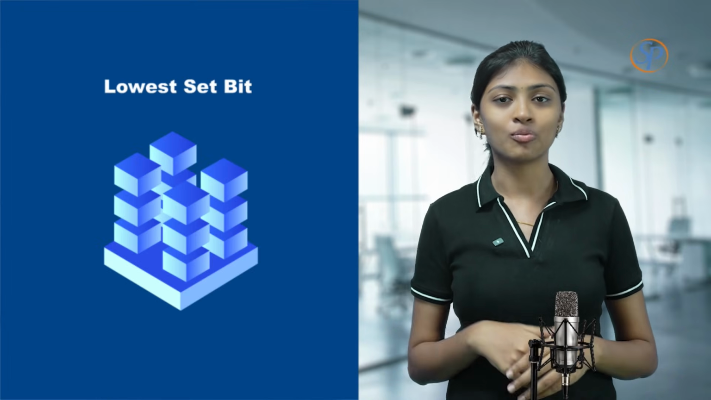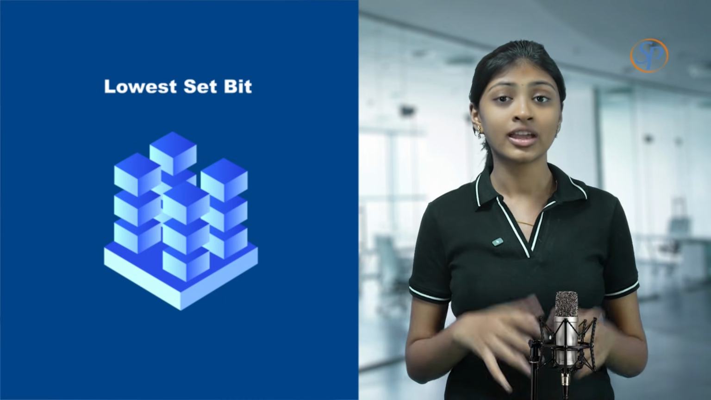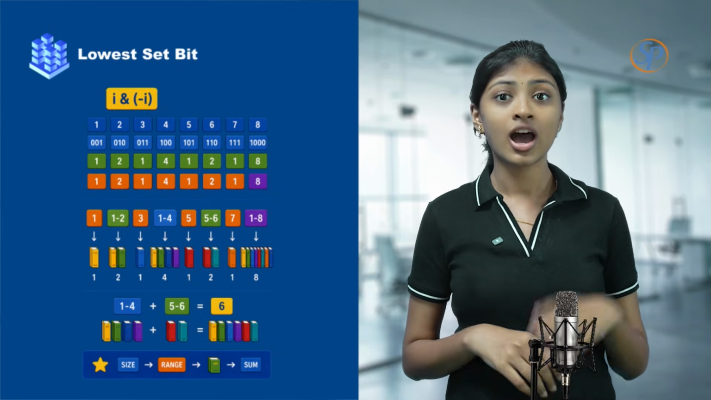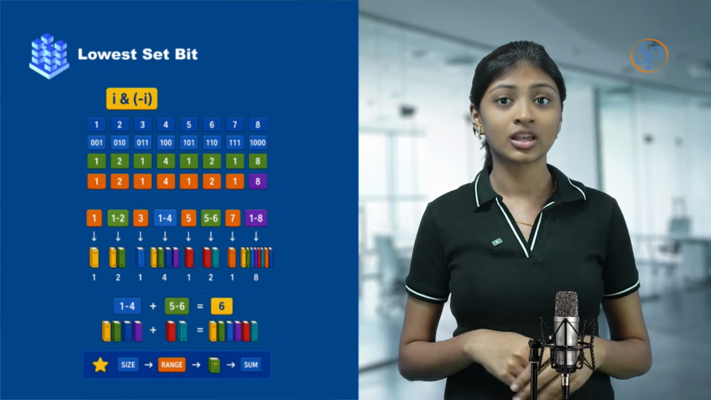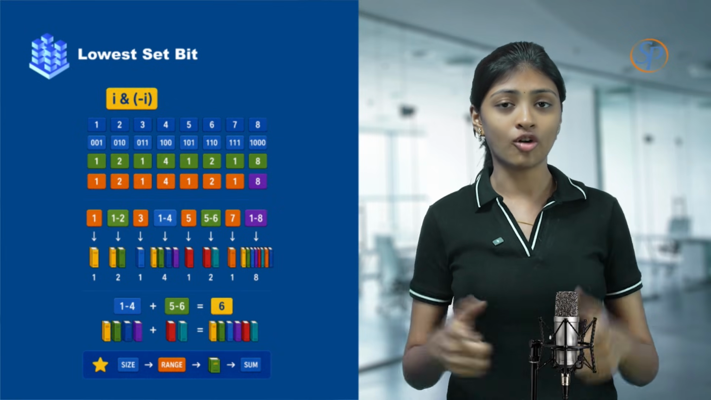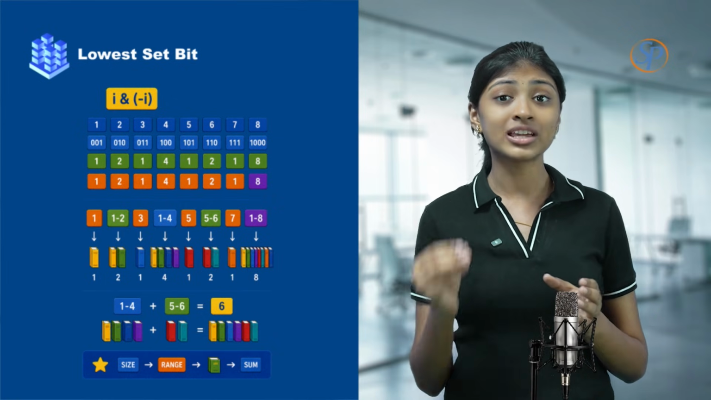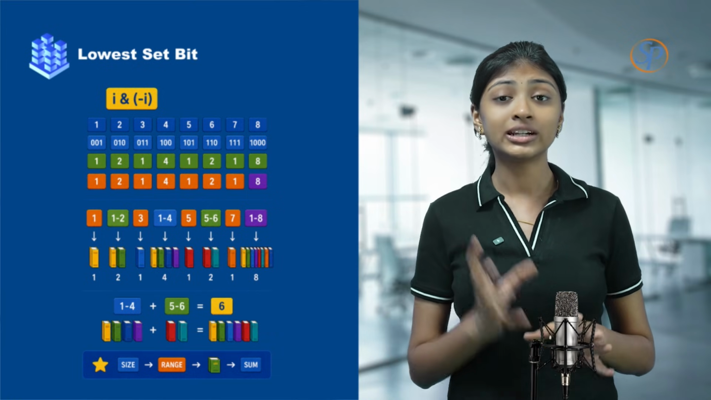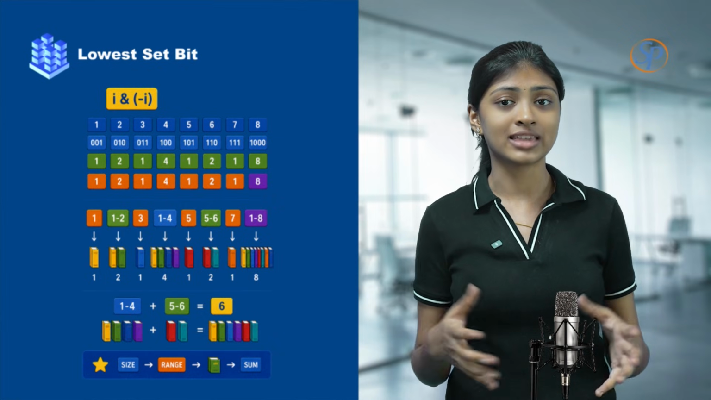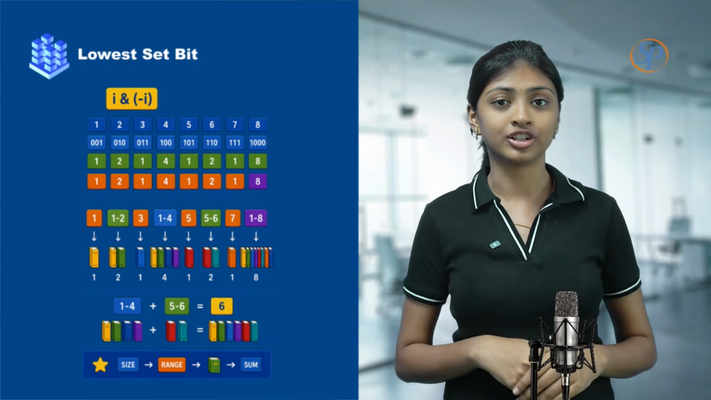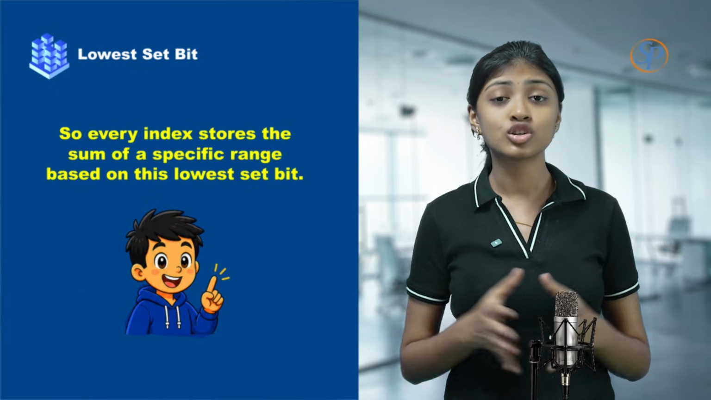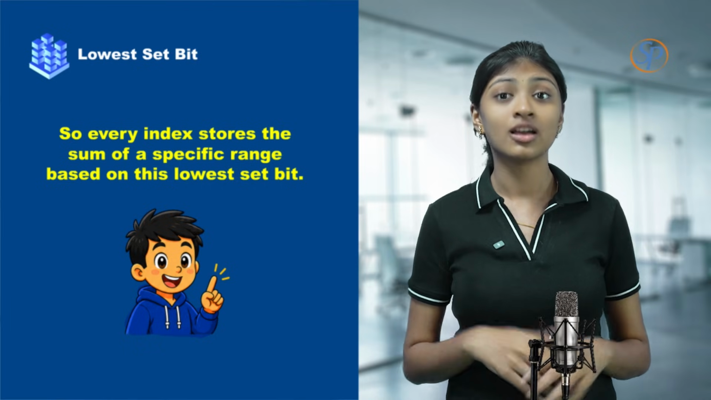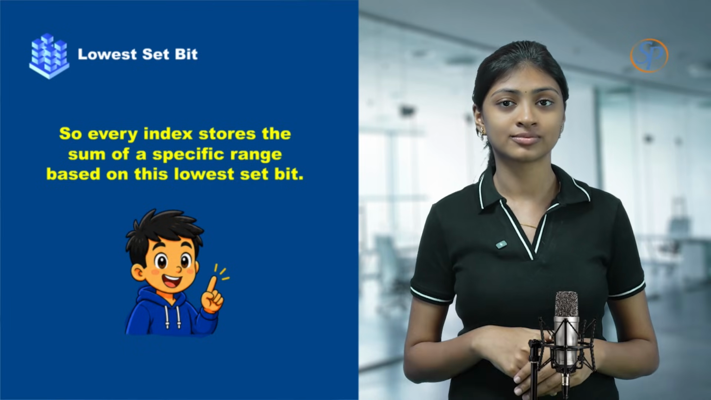Lowest set bit, the brain of Fenwick tree. Everything in Fenwick tree revolves around one operation, i and minus i. This gives the lowest set bit of a number. Now, instead of thinking mathematically, think practically. This value tells you how big the segment is that this index is responsible for. So, every index stores the sum of a specific range based on this lowest set bit. That's how navigation works.